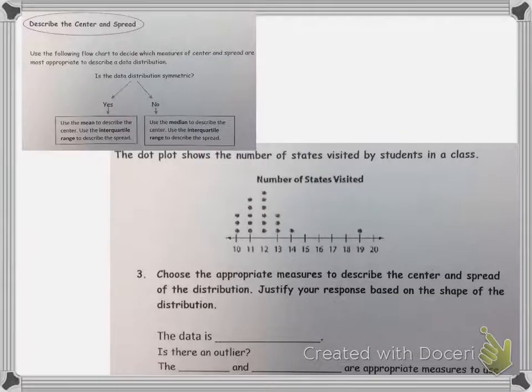So let's practice this. The dot plot shows the number of states visited by students in a class. We're going to choose the appropriate measures to describe the center and spread of the distribution. Justify your response based on the shape of the distribution. So we look at our dot plot. Is it symmetrical? Does it look the same on one side as it does the other? No. So the data is not symmetric. And there is an outlier at 19.